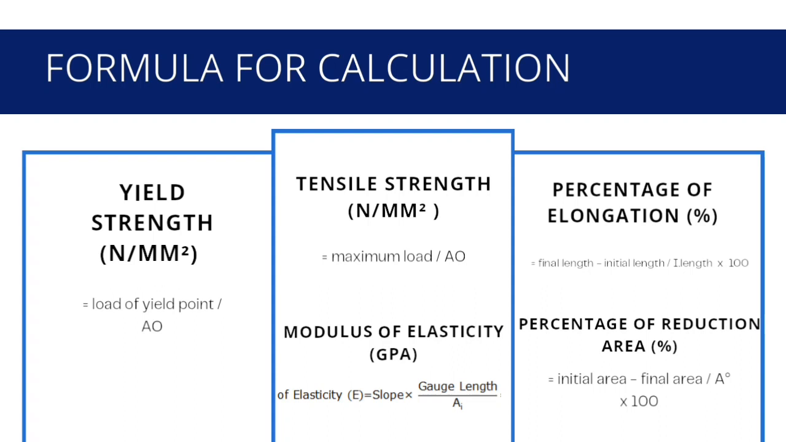And the last formula is percentage of reduction in area. We take the initial area minus final area and divide it by the original area and then times it by 100 to find the percentage.